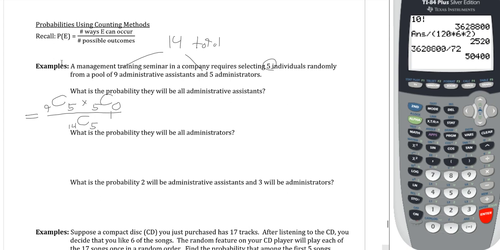Now you may be asking, why do I need that second combination when I'm not selecting any administrators anyway? And even if you do 5 choose 0, you will get an answer of 1 for that. The reason I do that is because it will add more consistency for the later couple problems, particularly the last one that we have for this example.